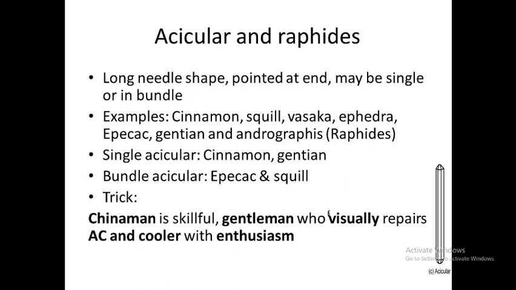So how will you remember all these examples? Chinaman is a skillful gentleman who visually repairs AC and cooler with enthusiasm. So Chinaman indicates the cinnamon, gentleman indicates the gentian. Visually, the letter V indicates the vasaka, then AC and cooler indicate the acicular shape calcium oxalate crystal, and enthusiasm, the letter E, indicates the ephedra as well as ipecac. So based on this trick you can remember the examples of acicular and raphide shape calcium oxalate crystals.